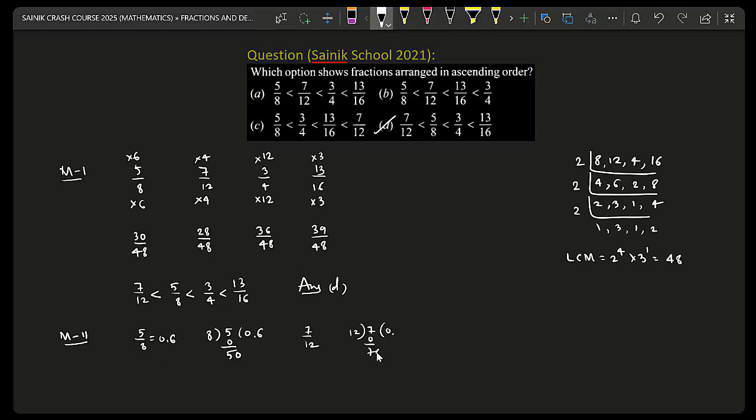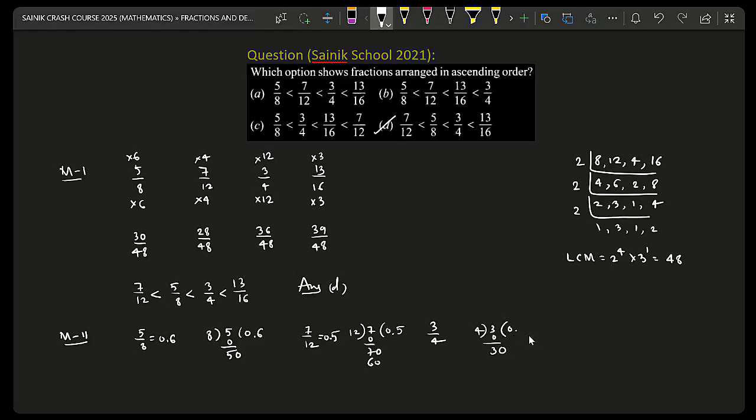Decimal 0. Next, 12 fives are 60. So we got 0.5. And next we have 3 by 4 we want to find. So divide 3 by 4. So quotient 0.003 decimal point 0.